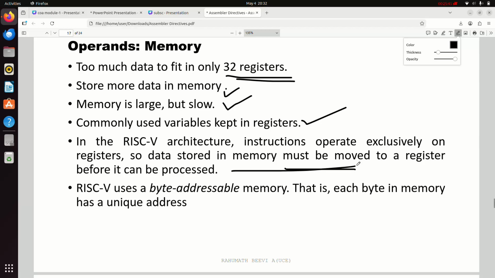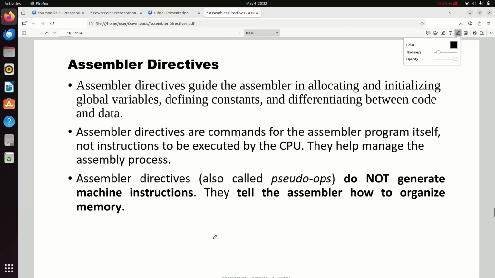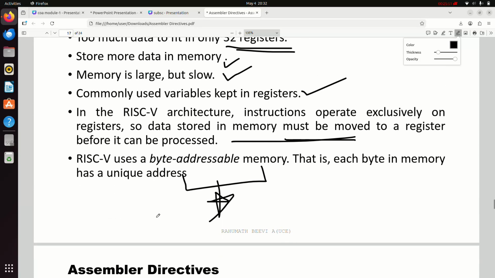RISC-V uses byte-addressable memory, that I told you. Byte-addressable memory is what RISC-V uses. Each byte has a unique address in the memory. We have already discussed this in the previous videos. We have discussed that it is byte addressable, that is, each byte would have an address in RISC-V. Fine.